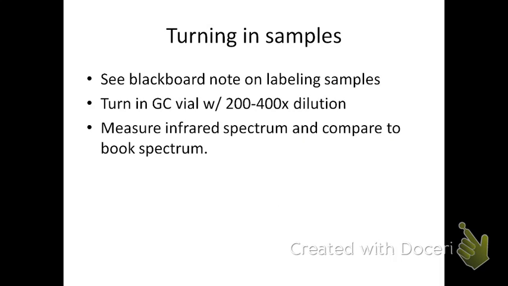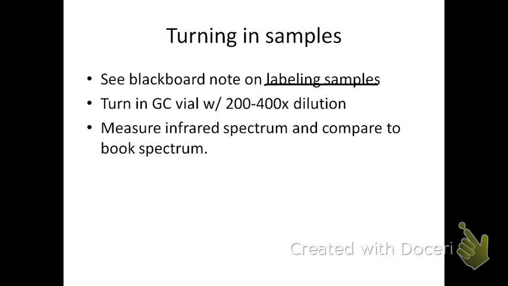There's several ways that I want the sample turned in. The first one is just to create a sample vial, that pre-weighed vial. You just put a label on it according to how they specify in the lab manual, and where you can find more instructions on that is on Blackboard in the note on labeling samples on this particular experiment.